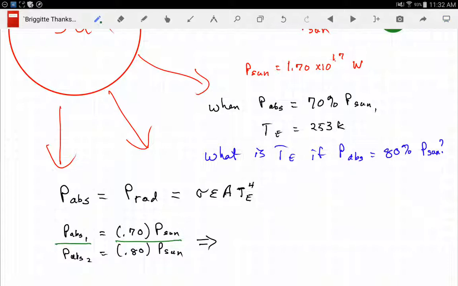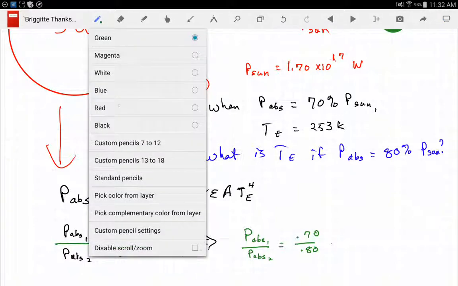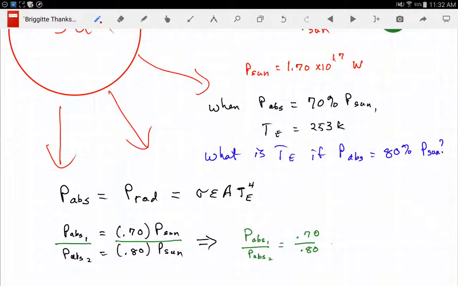Notice now the powers of the sun will cancel, and I will have the power absorbed 1 over power absorbed 2 is equal to 0.70 over 0.80. There, well, I'm going to leave it at that right now and come up to the equation that I wrote just above in black. I'm going to change to red just for fun here.